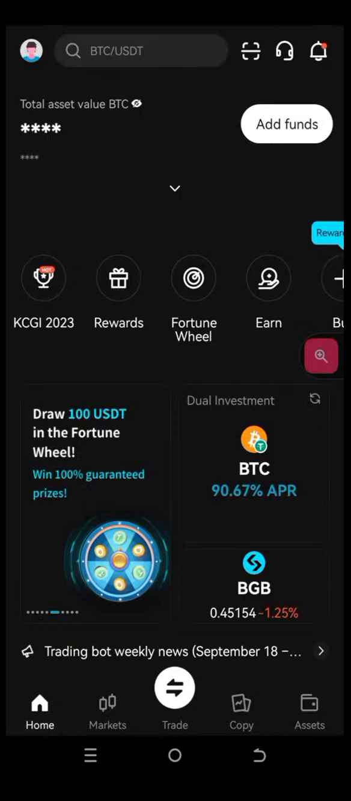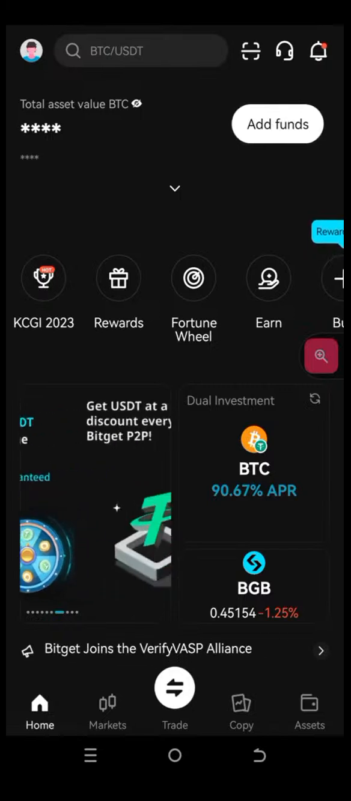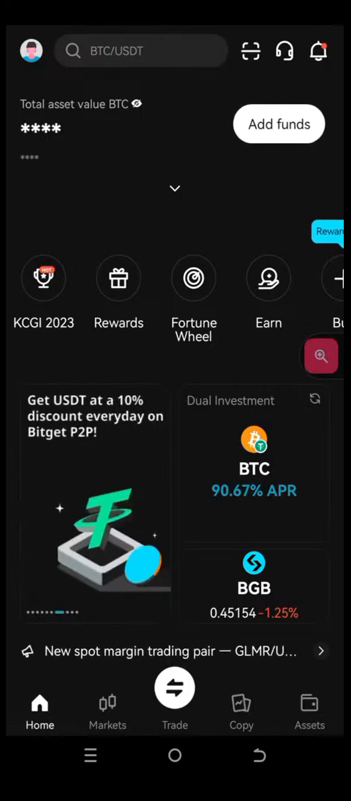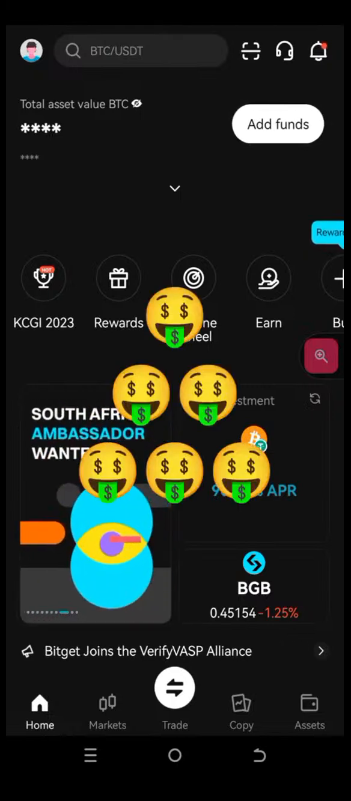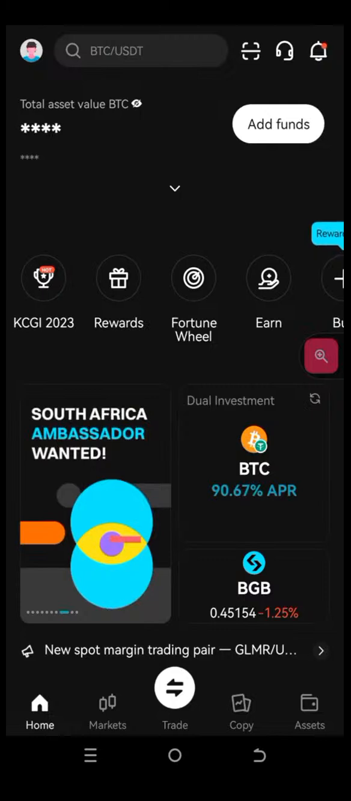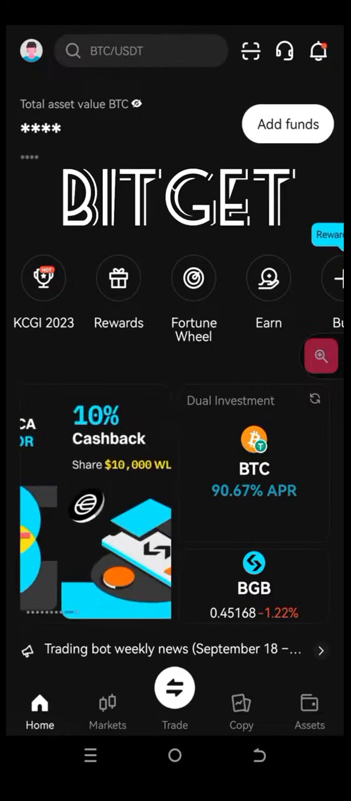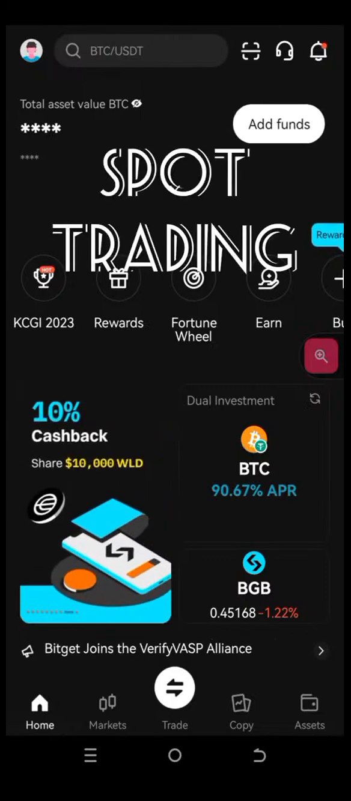Will SmurfCat give us what we're looking for? Let's wait and see. Welcome to Income Strategies, the place where you'll learn the skills to make money, to multiply your money, and to manage your money. Today, we're on BitGet and we're going to be performing a spot trading activity.